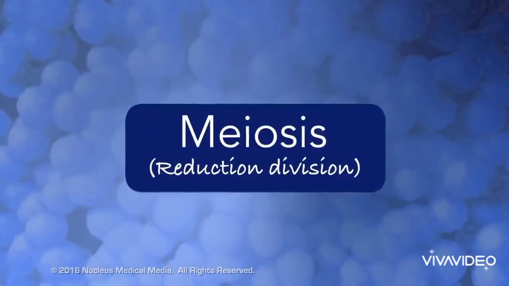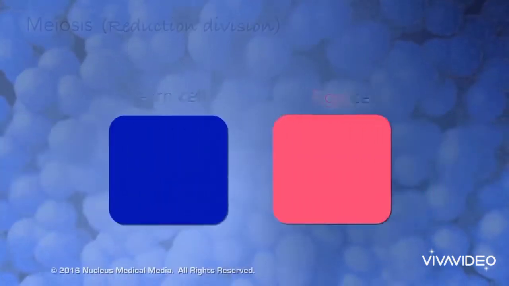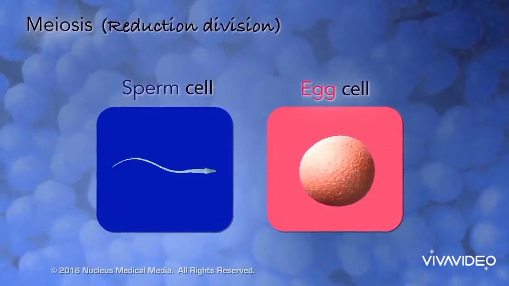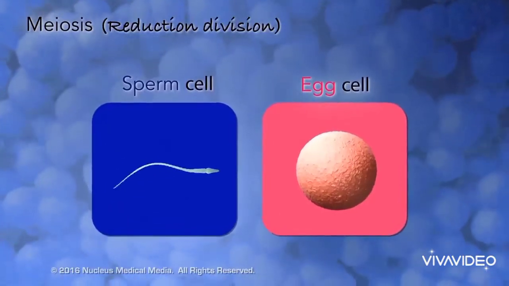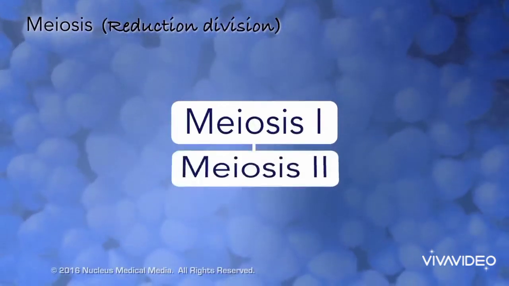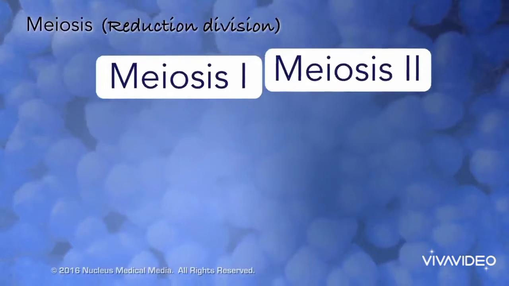Meiosis, sometimes called reduction division, is the type of cell division that produces gametes. By gametes, we mean sex cells such as sperm cells in males and egg cells in females. Meiosis is broken down into two stages of cell division called meiosis I and meiosis II.